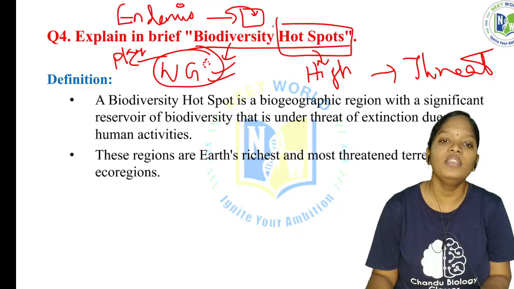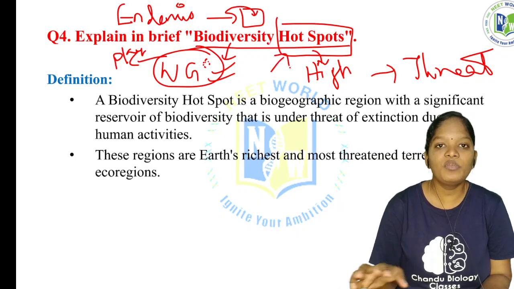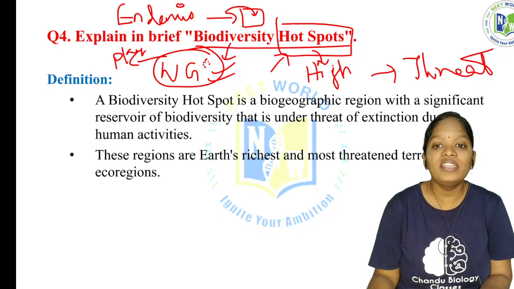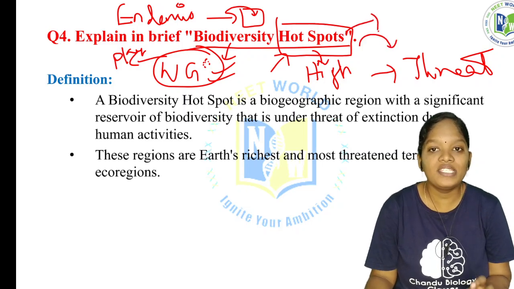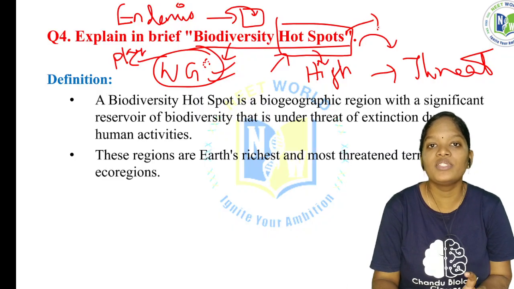Okay, so whenever the government declares a particular spot as a hotspot, what does it mean? They are facing a danger. They are facing a threat. We are facing a loss of biodiversity there. We have to pay attention to that. So that's what a biodiversity hotspot is.